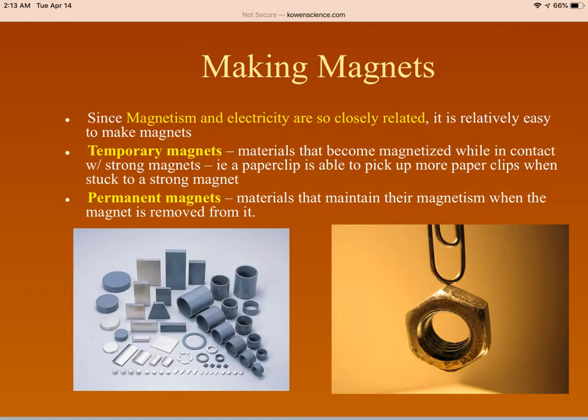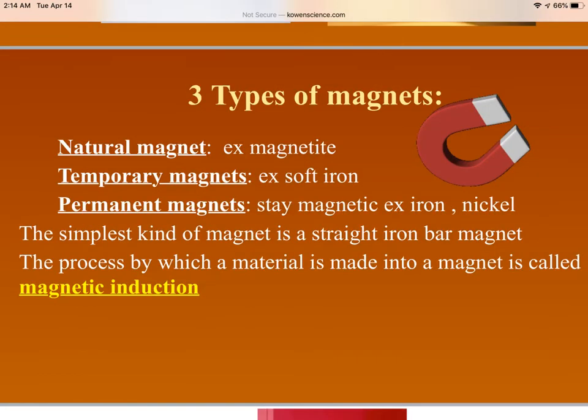A permanent magnet is material that maintains its magnetism when the magnet is removed from it. Natural magnets would be like magnetite, and they occur in nature. Temporary magnets are magnetic for a short period of time, for example, soft iron. Permanent magnets stay magnetic, for example, iron or nickel.